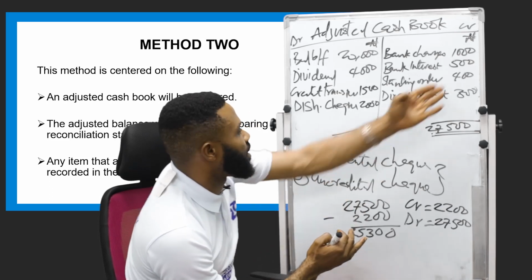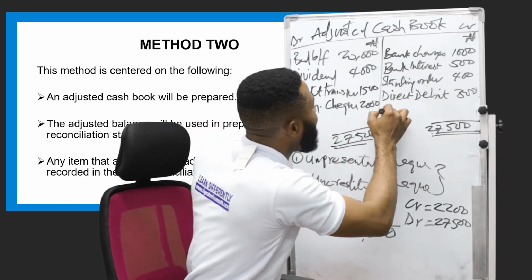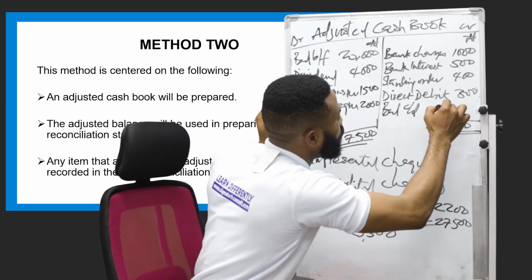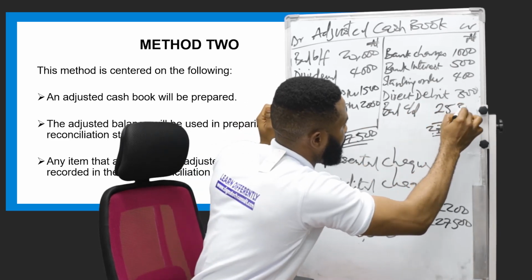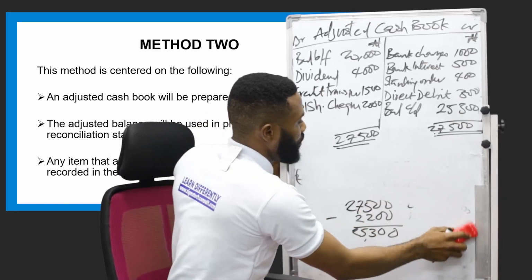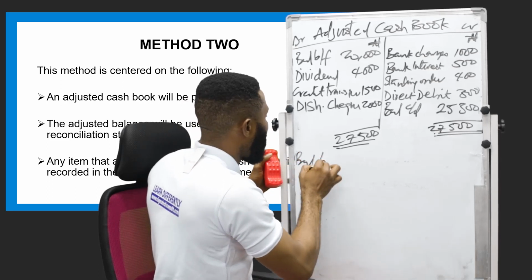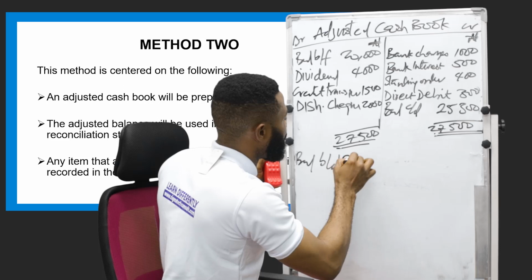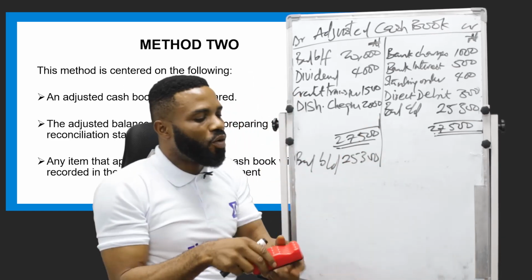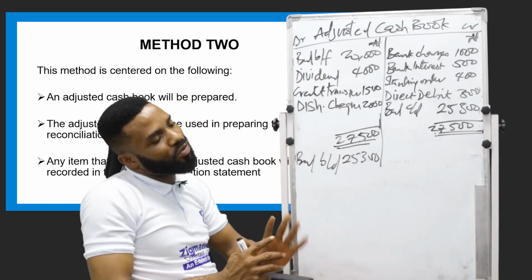Where is the lesser side? The credit side, because the debit side is higher. So your balance carried down is now going to be what? 25,300. And then you now have your balance brought down. Your balance brought down will be 25,300. At this point, you have prepared what an accountant will call an adjusted cash book.